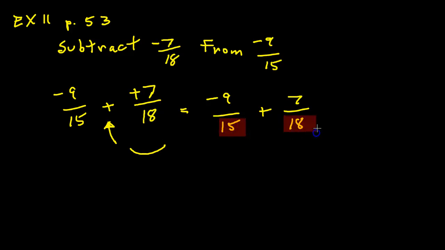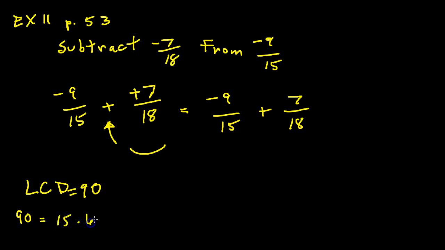What is the least common multiple, or the least common denominator, of 15 and 18? I'm thinking it's 90. Let me write that down. LCD 90. 90 is 15 times 6, so it's a multiple of 15. 90 is also 18 times 5. You check that: 5 times 18, yes, 90, that's right.